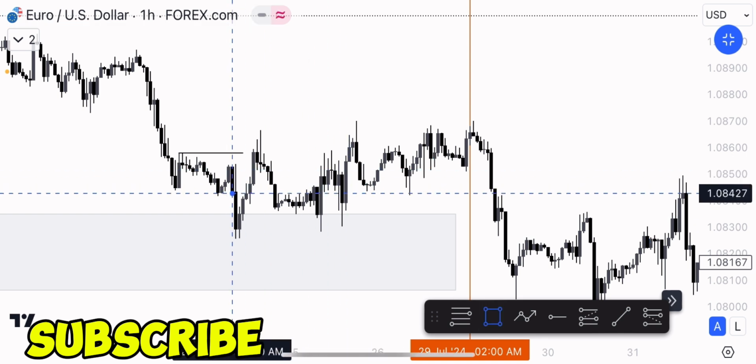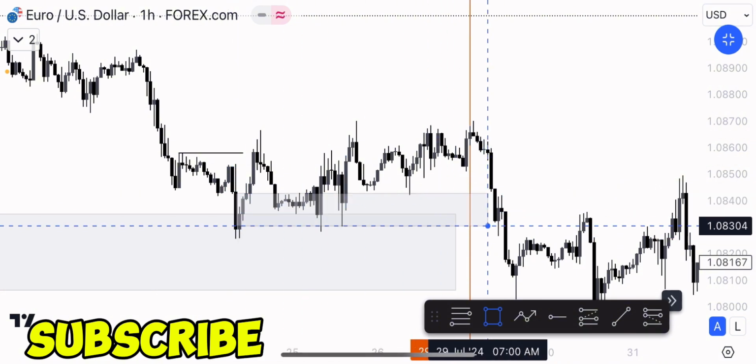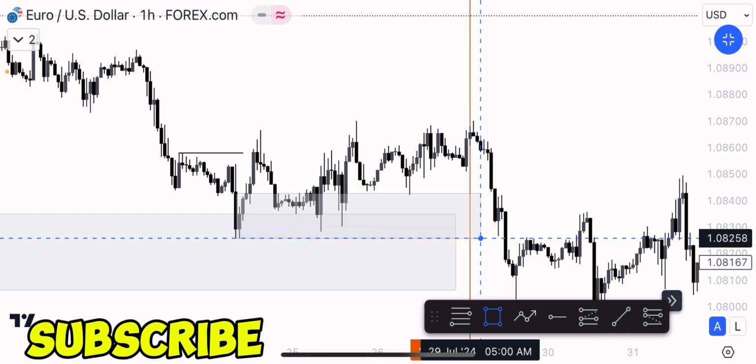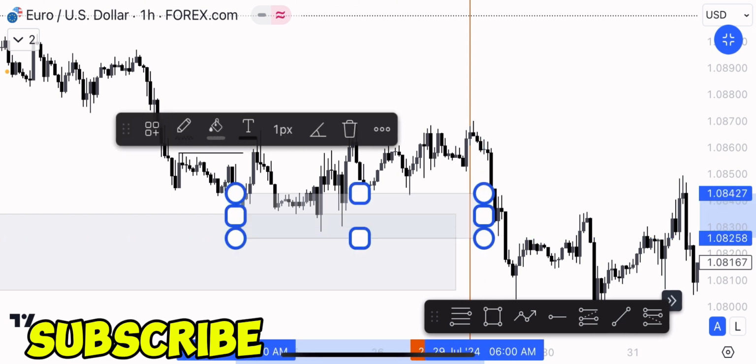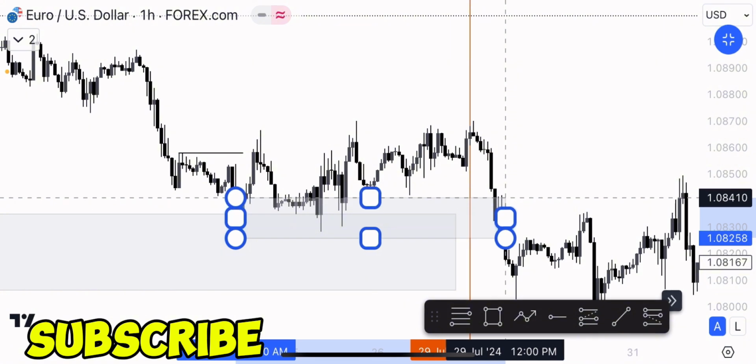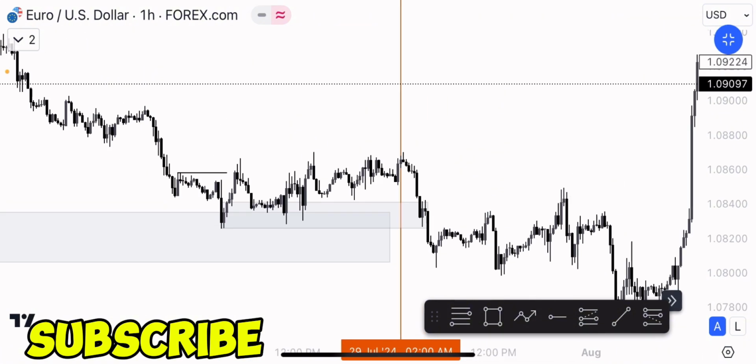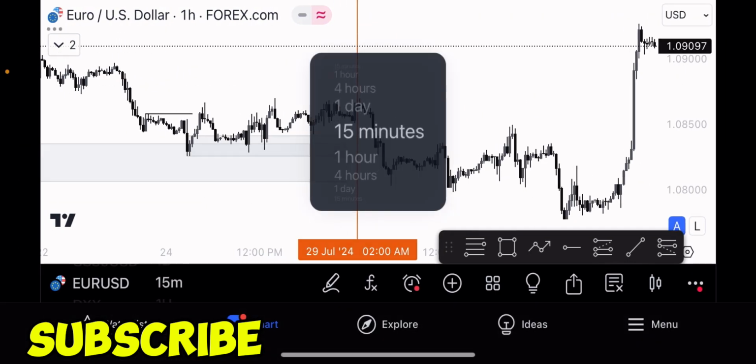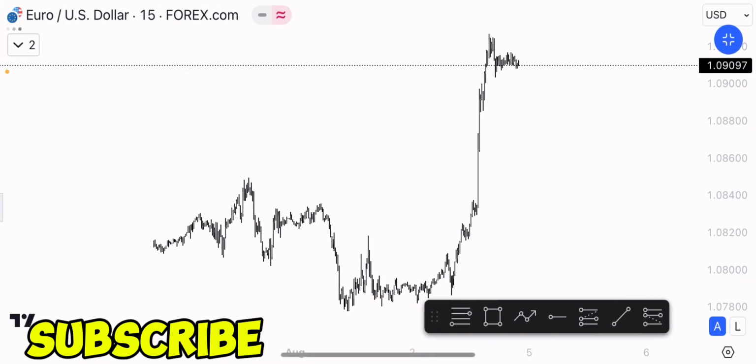So I identified this area as what? A demand or my order block. This was where I was meant to buy from. But I was waiting because it was on the 29th that I was waiting to take that trade. So I went to the lower time frame, like the 15 minutes here.